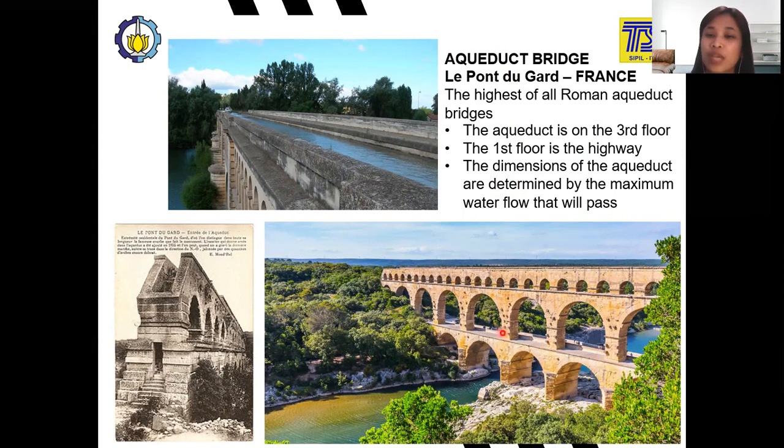So here we have a highway, and on both sides, right and left, we have the water channel, the aqueduct, to drain the water from the highway and also from the rainfall. The dimension of the aqueduct is determined by the maximum water flow that will pass. So the principle is the same, to bring water from one side to the other side when crossing, for example, this river.